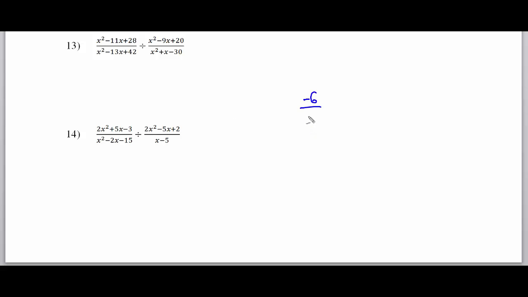Got to be careful about this one because you might be tempted to go 2 and 3 to make 5, but 2 and 3 does make 5 if they're both the same positive or negative number, but this is a minus 6. So what we need to have is a positive 6 and a negative 1. Got to be careful with this one. It's very easy to screw this problem up. So 2x squared plus 6x minus x minus 3.